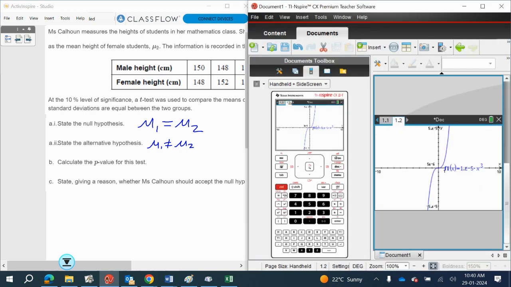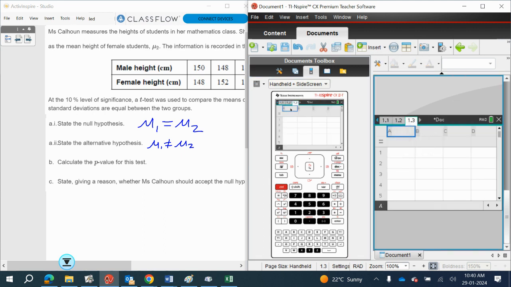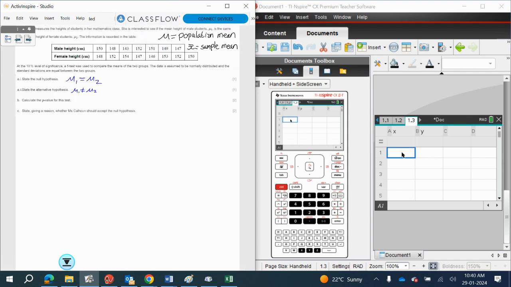Is our exam going to look like this? Like these types of questions? Yeah. Good. Let's put in an x and a y. So you just put mu1 equals mu2. You don't have to explain anything. Let me fix this. Okay, mu1 equals mu2, mu1 is not equal to this.